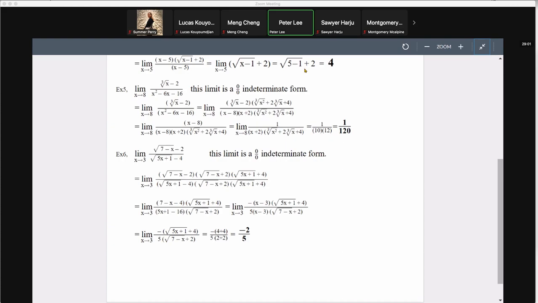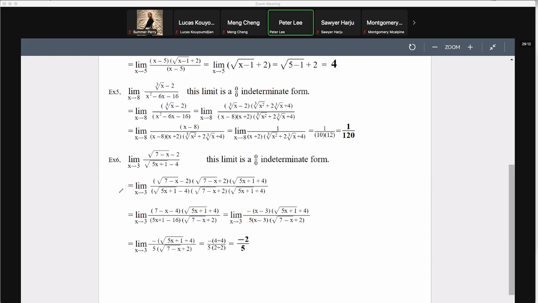It turns out that in this case, you cannot just multiply by the conjugate of the numerator or the denominator alone. You have to multiply both factors to both the top and the bottom. So the square root conjugate of the numerator, 7x plus 7 minus x minus 2, is this guy right here. We multiply that to the top and the bottom. And then the square root conjugate of the denominator is this. We multiply that to the top and the bottom too. So we multiply both conjugates to the top and the bottom.